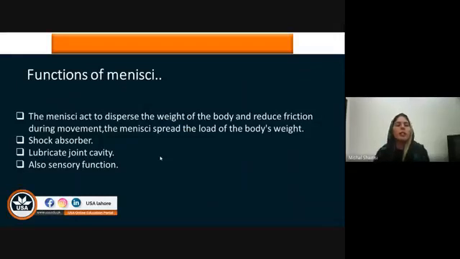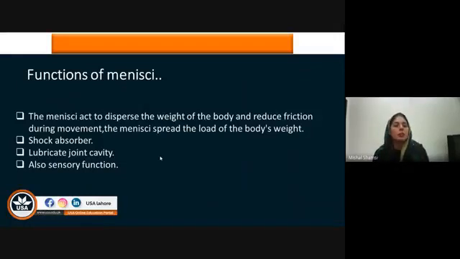We can run and walk with the help of the knee joints. That's why load shifting is very important at your knee joints. Also, the menisci act as shock absorbers. They lubricate the joint cavity, and due to their nerve supply, they also have a sensory function.